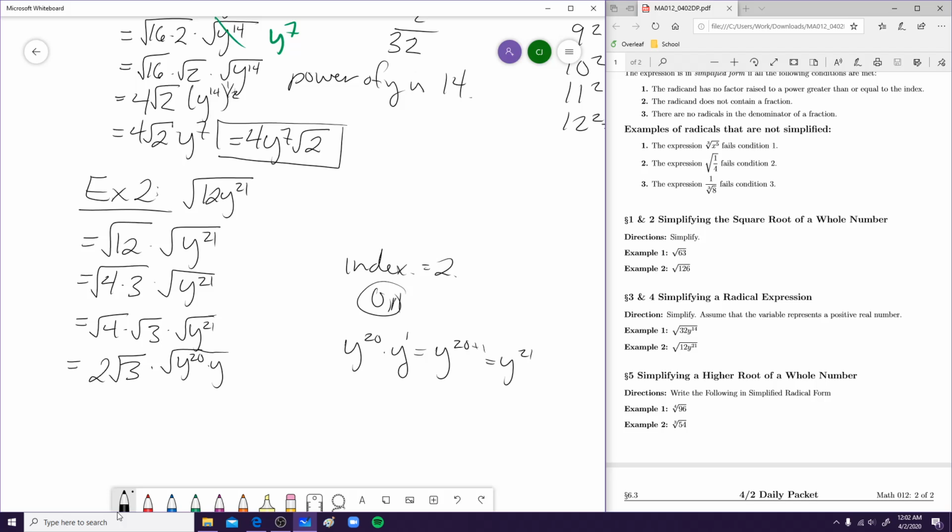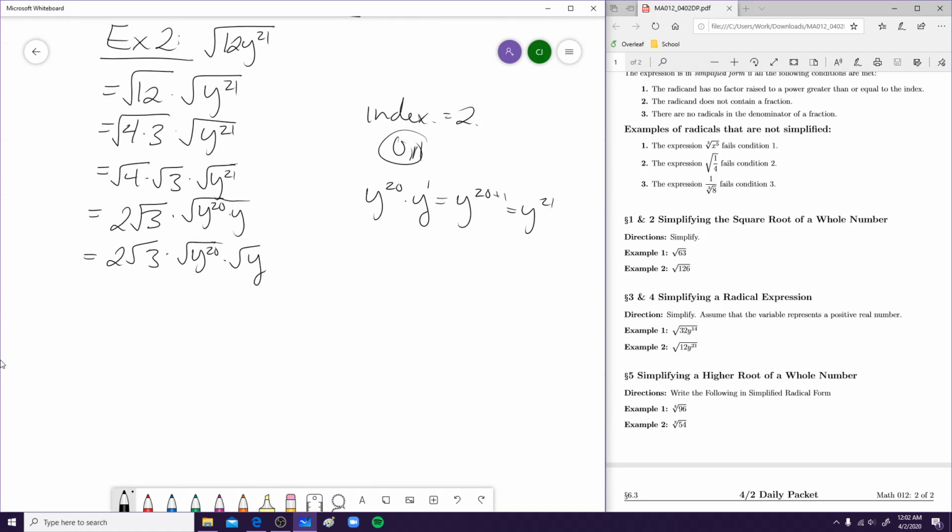Now let's rewrite it. This becomes 2 square root of 3, and then the square root of y to the 20th times the square root of y. For the square root of y to the 20th, I can rewrite this as y to the 20th to the 1/2, and bring the square root of y down. When I multiply the exponents, 20 times 1/2 is 10. So this becomes 2 square root of 3 times y to the 10th, and then square root of y to the 1st. The power here is 1, the index is 2. 1 is less than 2, so this is as simplified as it can get.